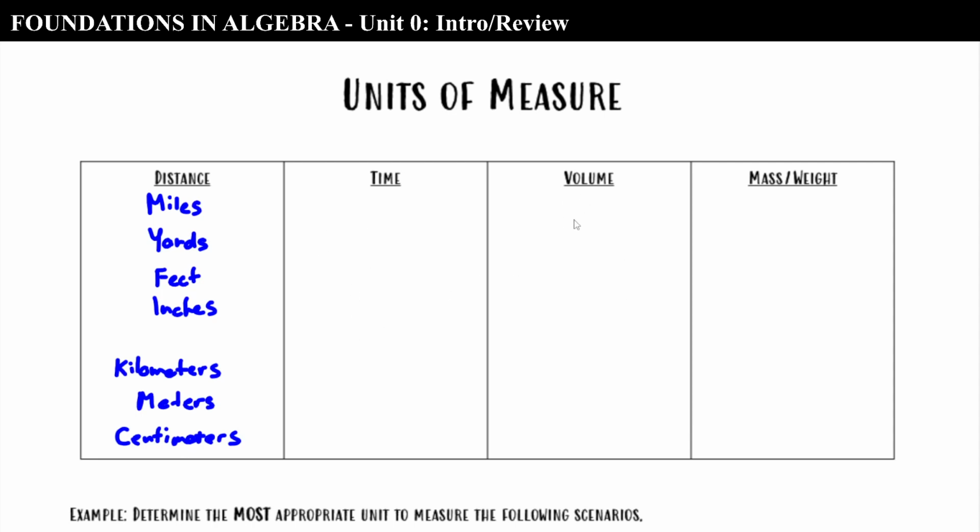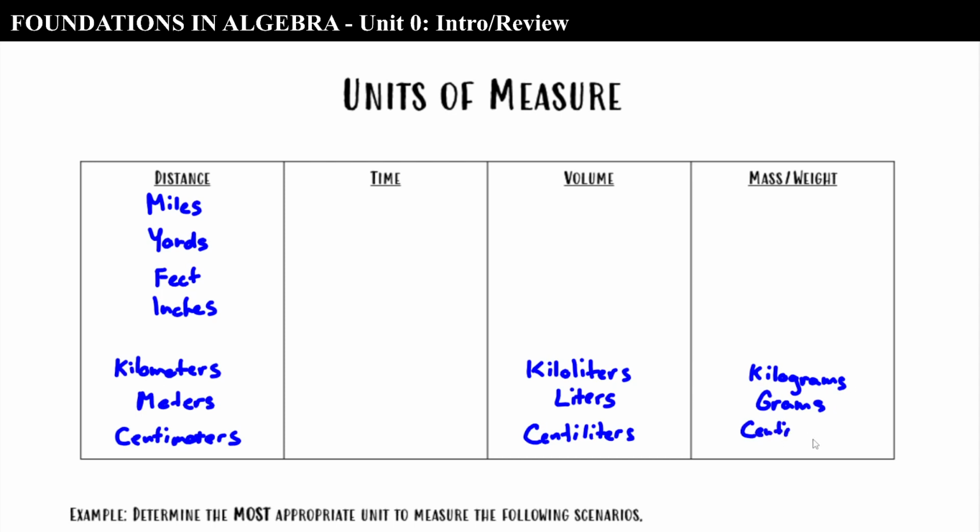So let's skip time for a second. In volume, you can have liters. You can also have kiloliters. You can also have centiliters, although you don't typically hear those measurements as much as maybe milliliters. You hear milliliters more. And then in grams, that's your metric unit for mass. You can have kilograms. You can have centigrams, or you would probably more so hear milligrams, which is a little bit smaller than centigrams.